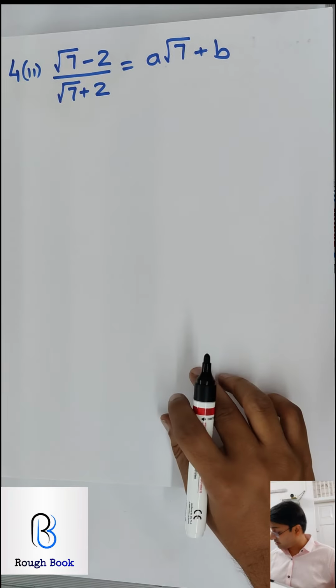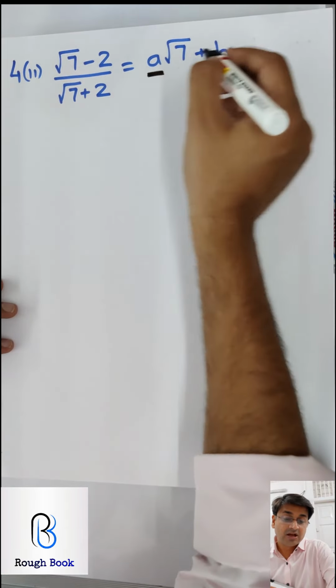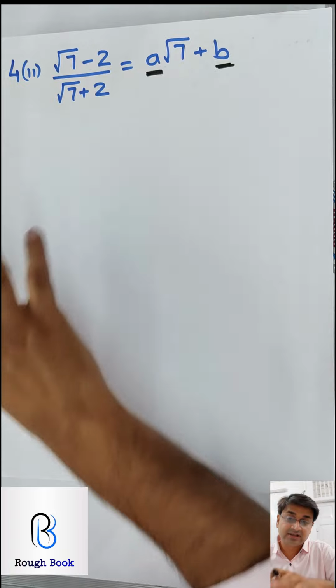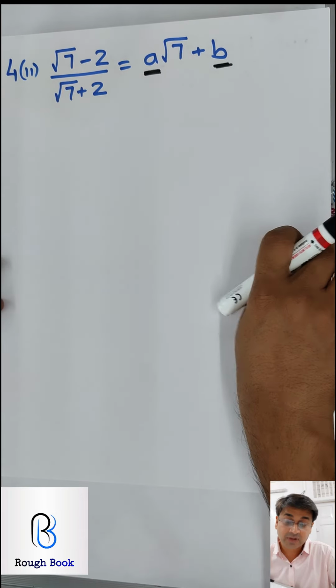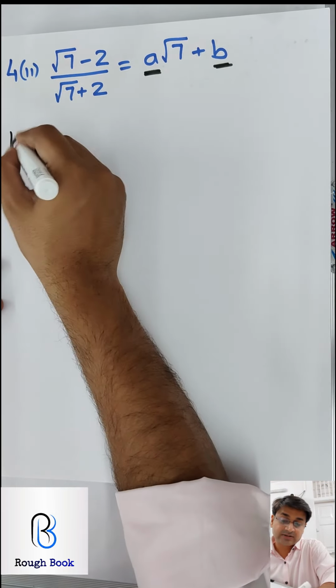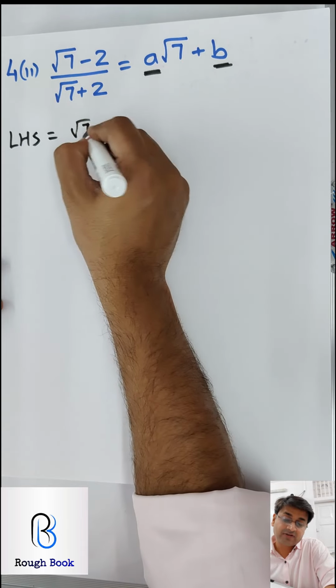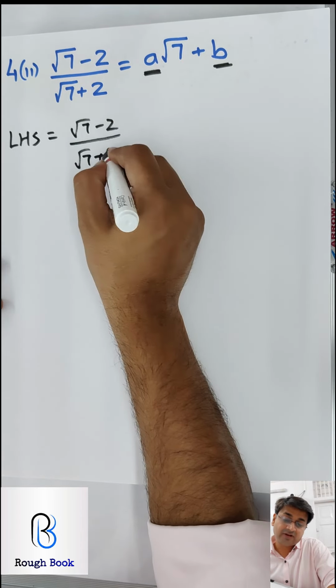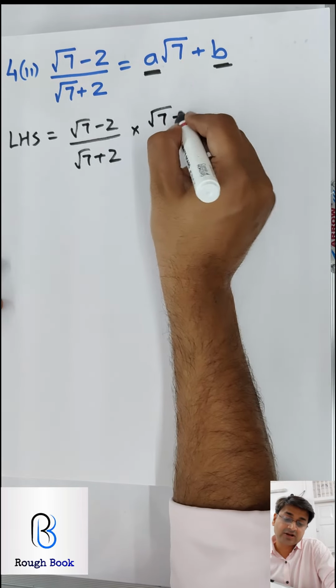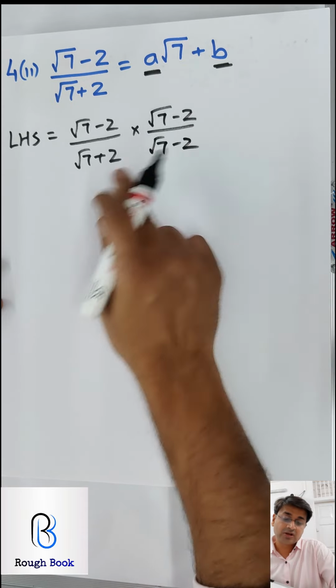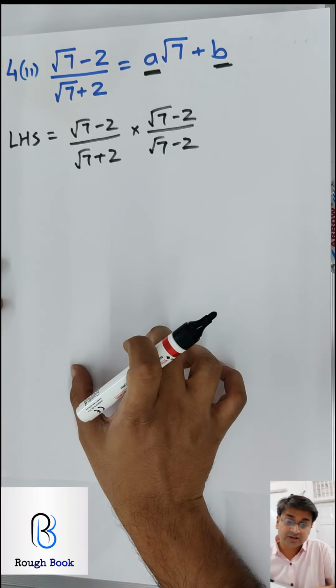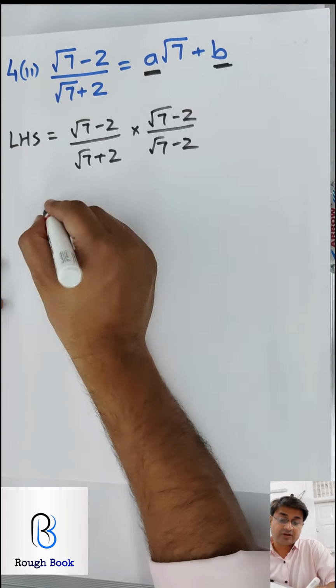Now this is a good question to look for in the exam. They don't say that you have to do anything. They just say find the values of a and b. So you take this LHS only and simplify it. How will you simplify? The same logic, rationalize the denominator with the conjugate. Now solve this further and in the end get the values of a and b.